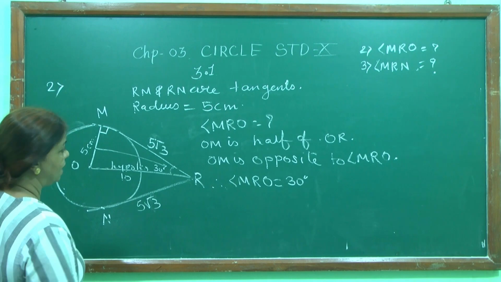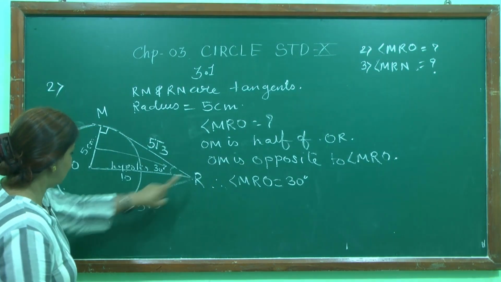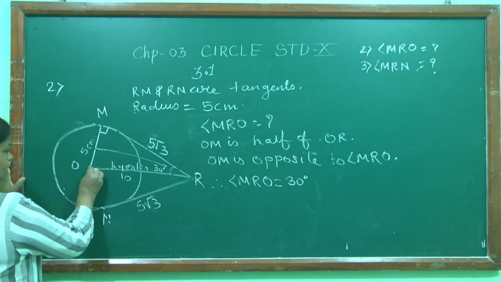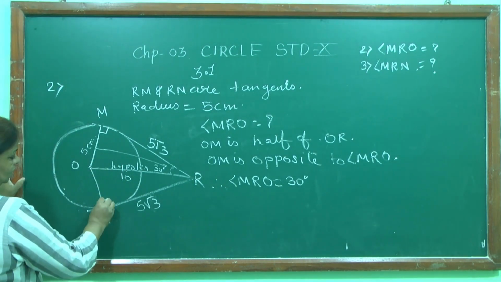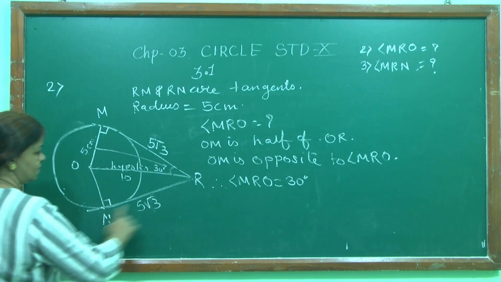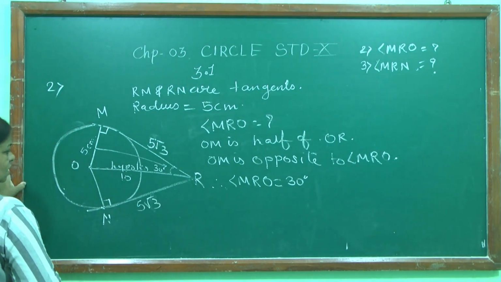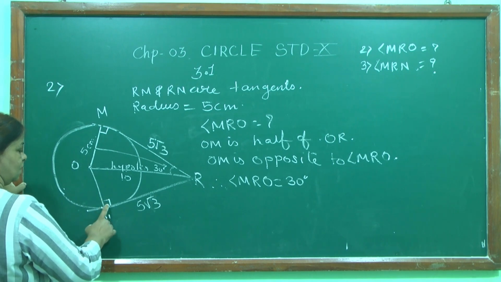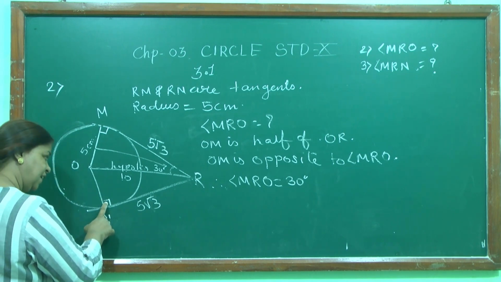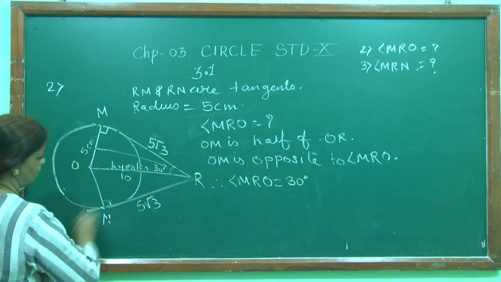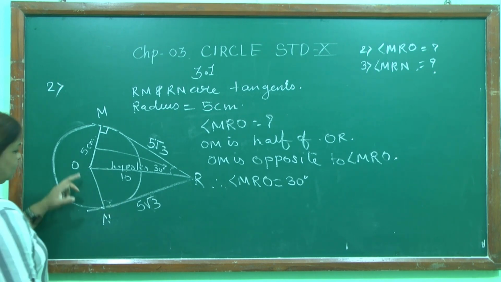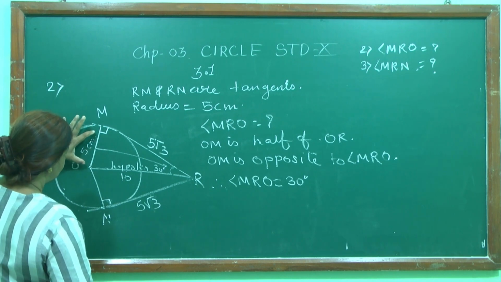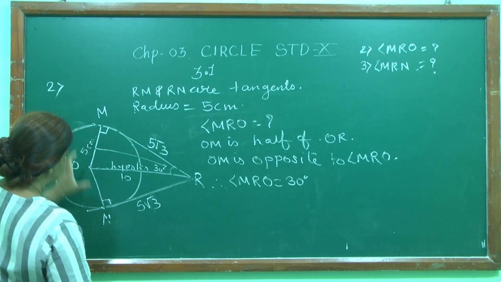Now we want to find angle MRN. To find MRN, we have to join this. This is the radius, this is the tangent, and this is going to be 90 degrees. Okay, directly also we can do this. Now similarly, I join ON. You know this is a radius, this is also a radius.